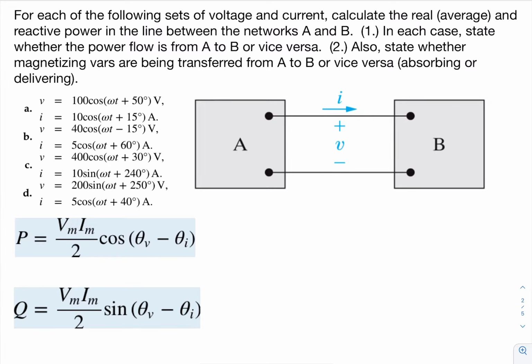For each of the following sets of voltage and current, calculate the real or average power and the reactive power in the line between networks A and B. In each case, state whether the power flowing is from A to B or vice versa. Also state whether magnetizing vars are being transferred from A to B or vice versa. So we want to know who's absorbing and who's delivering.